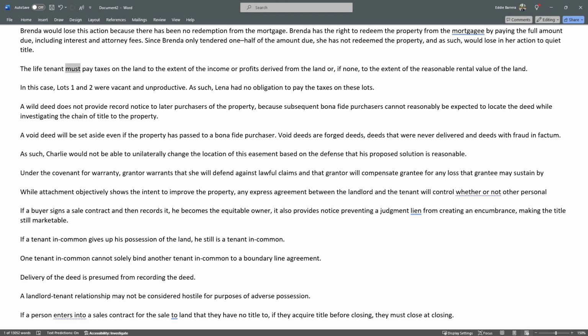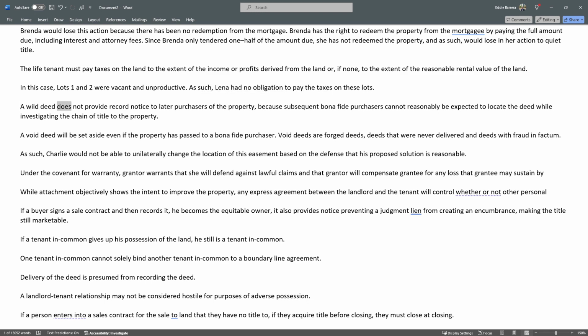The life tenant must pay taxes on the land to the extent of the income or profits derived from the land or, if none, to the extent of the reasonable rental value of the land. In this case, lots 1 and 2 were vacant and unproductive. As such, Lena had no obligation to pay the taxes on these lots.